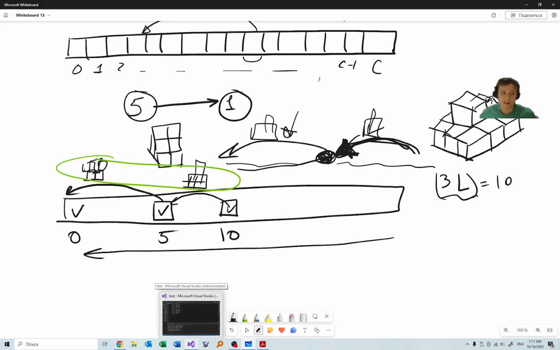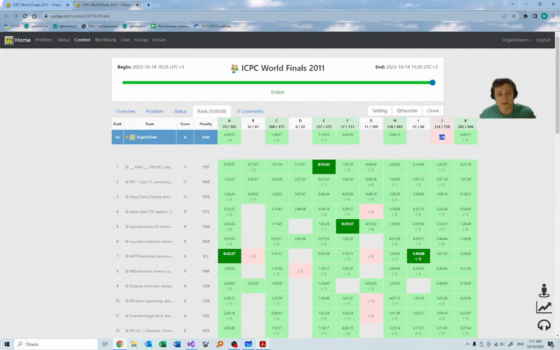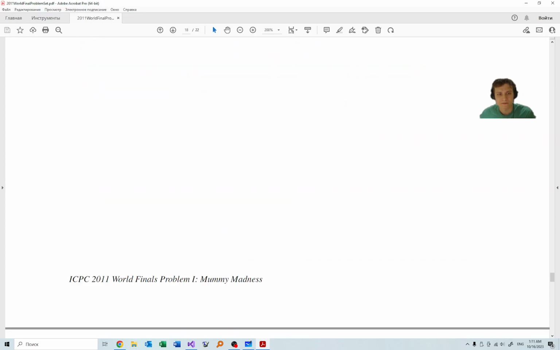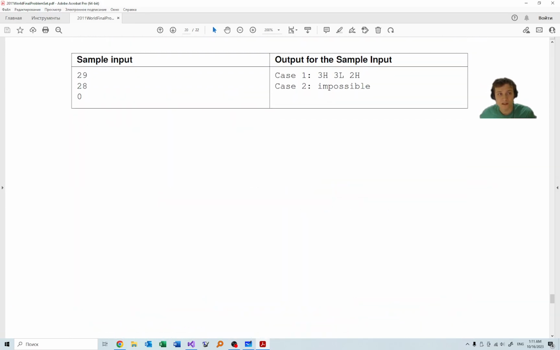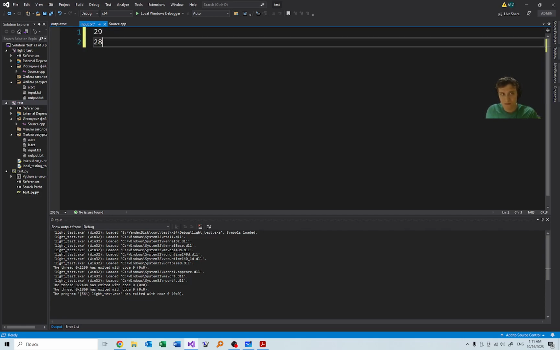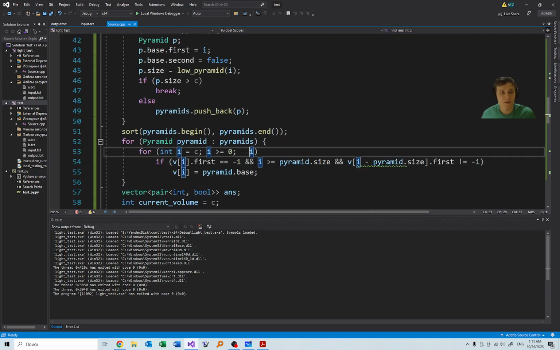But still, this solution is wrong. Sadly enough, this solution is wrong, and I guess we will see it if we run it on the sample, which is 28 and 29. Let's try and do it. It says 3H, 3L, 2H. Also, the other thing that it does is it lists all the pyramids in decreasing order, because in our solution, we list them in increasing order.